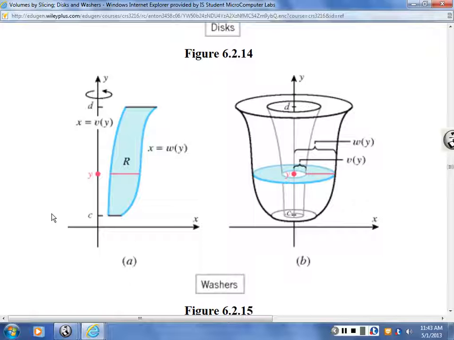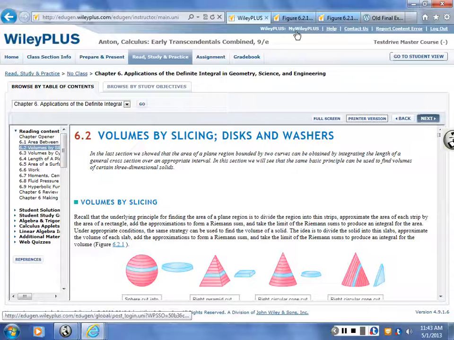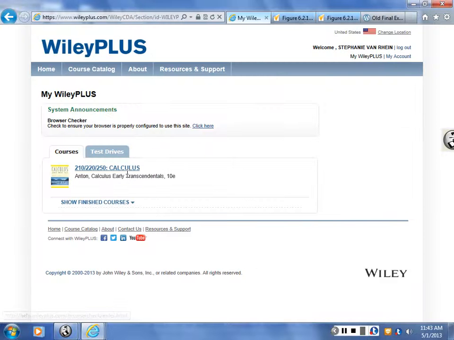So let's look at some examples from the written homework. So let's look at number 1. Let me get back to the 10th edition.